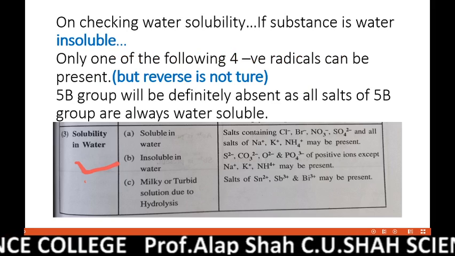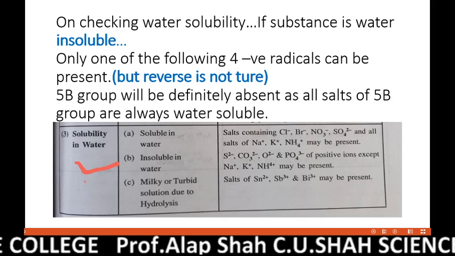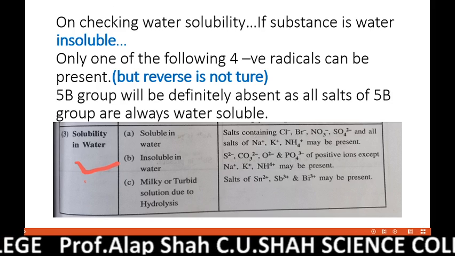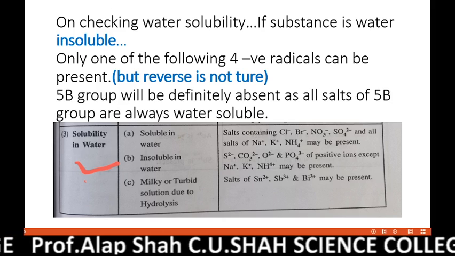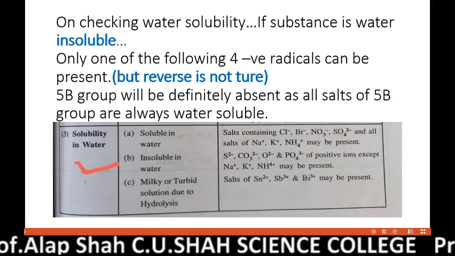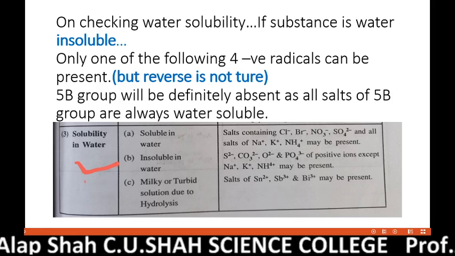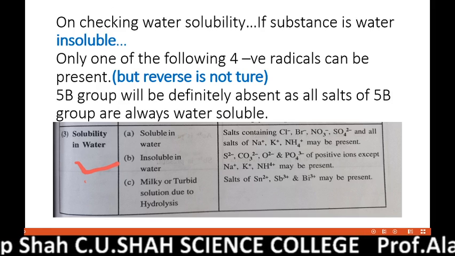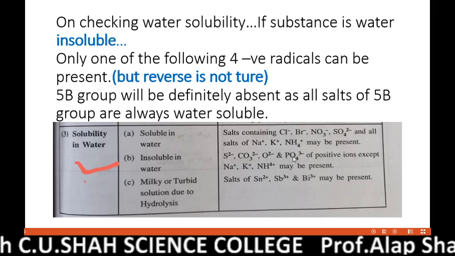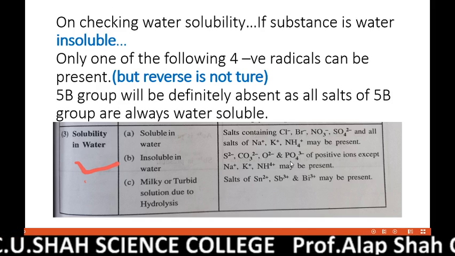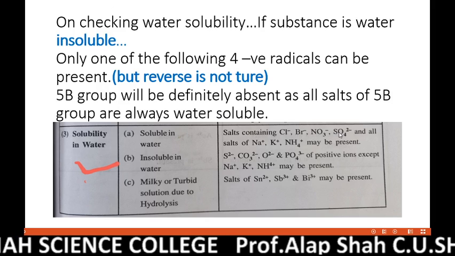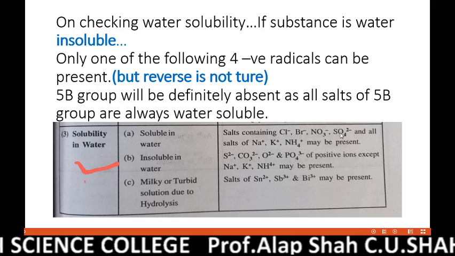preliminary test, whenever you are checking the water solubility, and if you found that substance is water insoluble, then immediately you should remember that there can be only four negative radicals possible, and they are sulfide, carbonate, oxide, and phosphate. So your negative radical will be from these four: Cl minus, Br minus, NO3 minus, SO4 2 minus, chromate, etc.